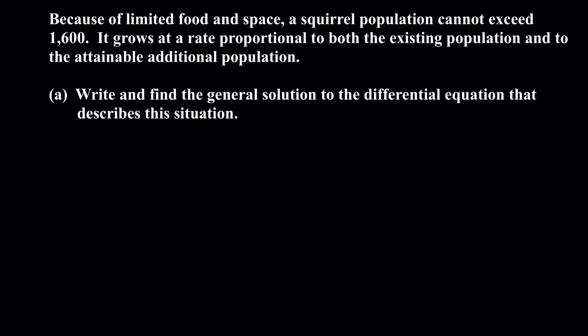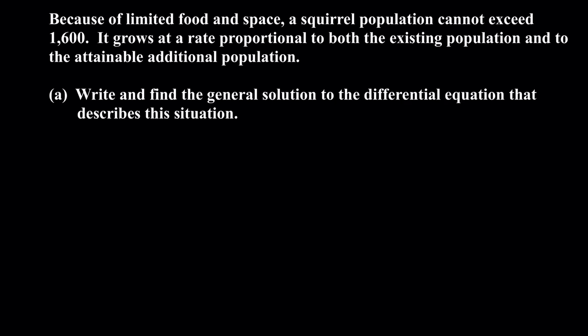Okay, welcome back to part 2 of logistic functions, which are going to be a way of explaining growth of populations. So to look at this next example, it says because of limited food and space, a squirrel population cannot exceed 1,600 squirrels. It grows at a rate proportional to both the existing population and to the attainable additional population. And so part A says to write and find the general solution to the differential equation that describes this situation.